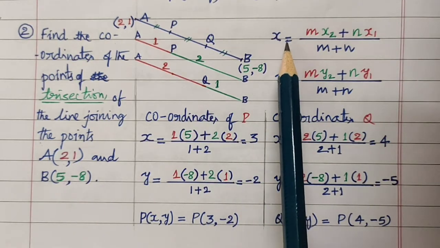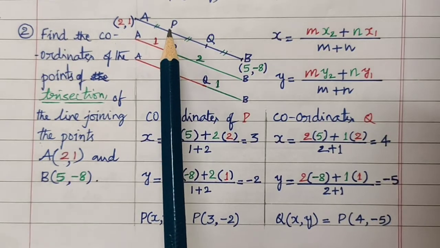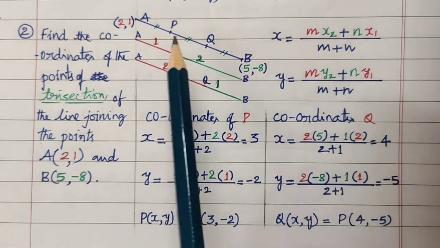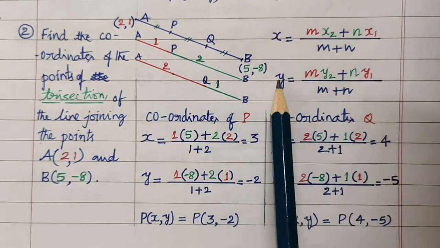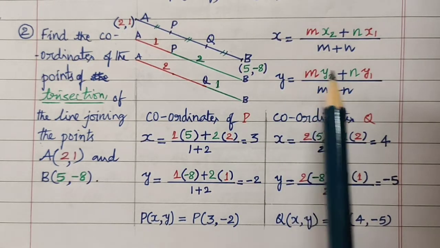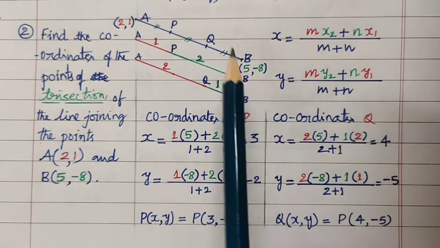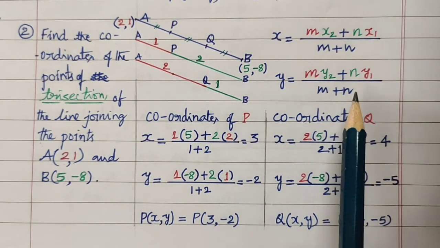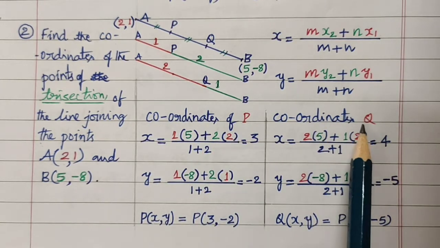So use the formula to find the coordinates of P and Q: x is equal to (m x2 plus n x1) divided by (m plus n), y is equal to (m y2 plus n y1) divided by (m plus n). So let us find the coordinates of P and the coordinates of Q.